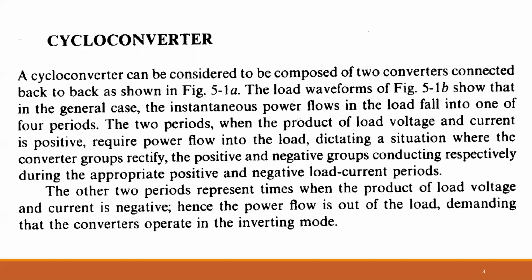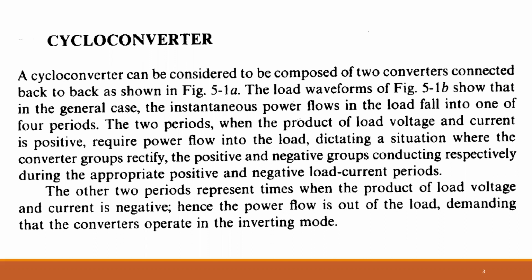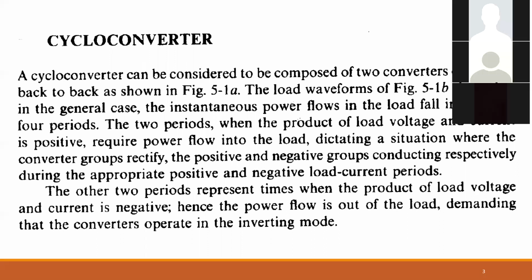In today's class we will go through a single phase cycloconverter. What is a cycloconverter? A cycloconverter basically consists of two converters which are connected back to back, and in the general case the power flows through one of the total four thyristors connected. We can divide the thyristors into two groups. One is called the positive group and the other is called the negative group. The positive group conducts during one period, and the negative group thyristors conduct during the other period.